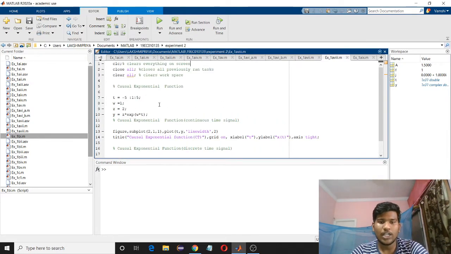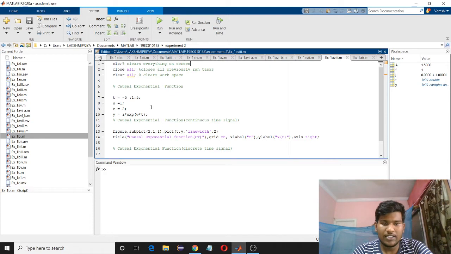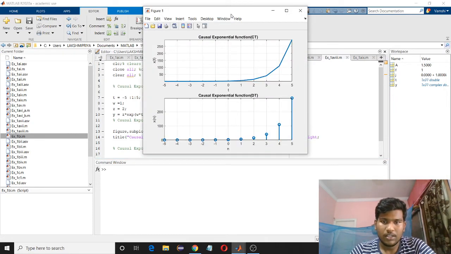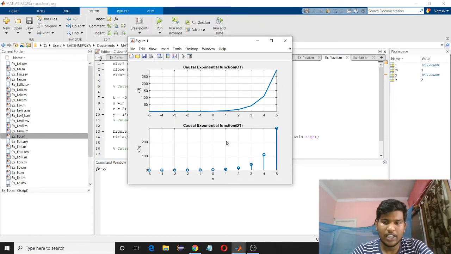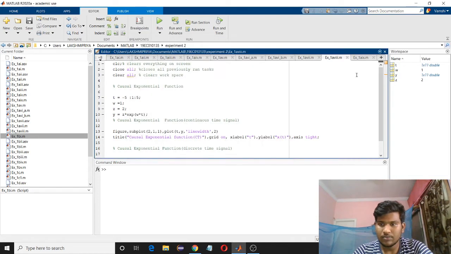Next we are plotting a causal exponential function where when t is greater than or equal to 0, y will be equal to e power x. When t is less than 0, y will be equal to 0. So the output that we are getting is this. This is in continuous time signal and this is in discrete time signal.